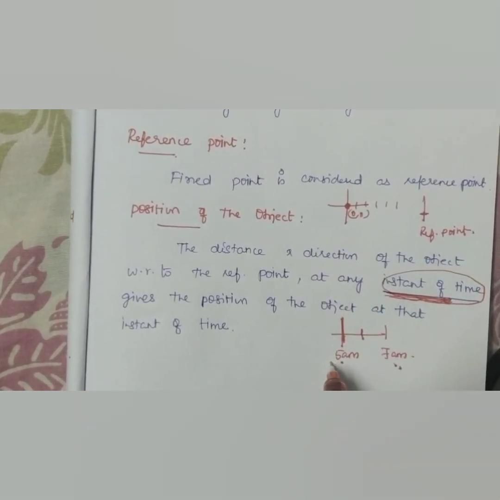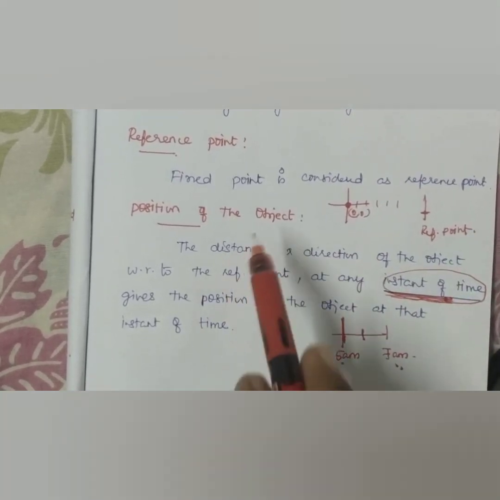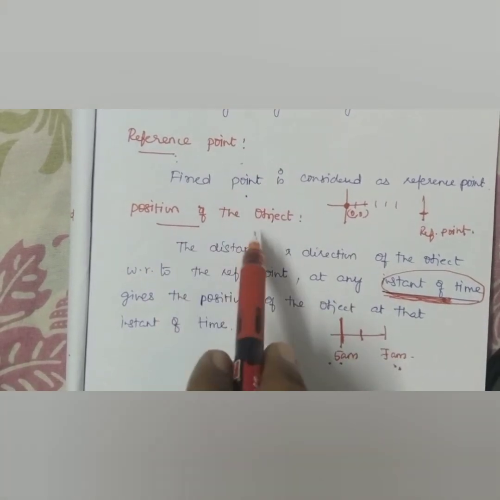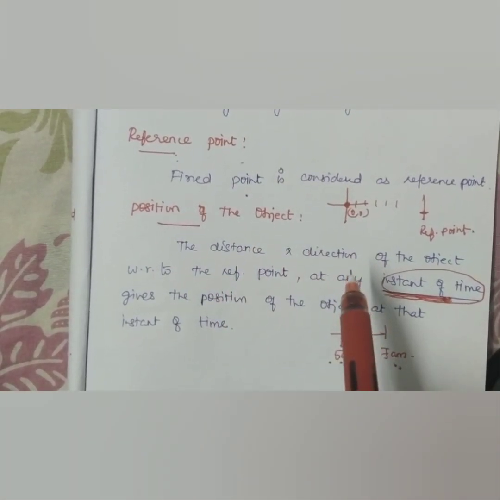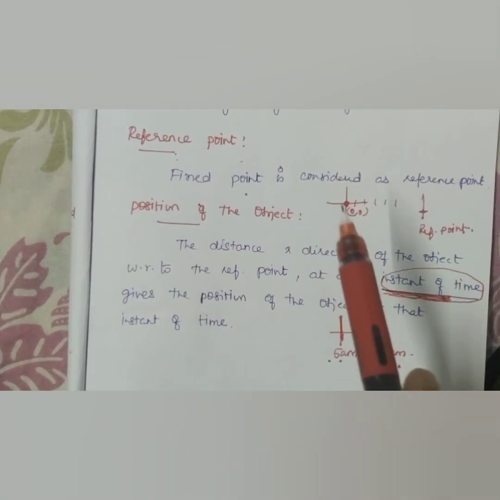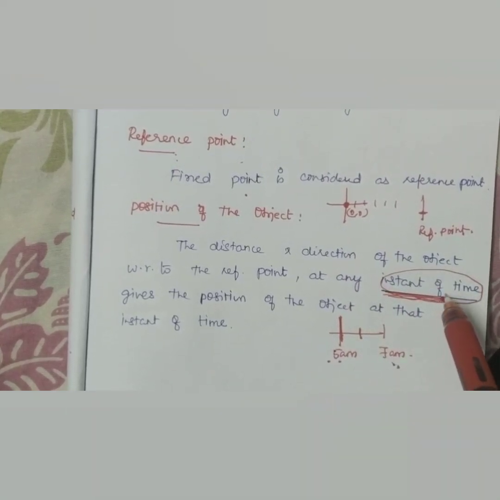One is your reference point, another one is instant of time. So I repeat, a reference point is nothing but your fixed point, and the position of the object, in which direction and what distance is covered by the object, those things are calculated with respect to two things. One is the reference point, another one is instant of time.